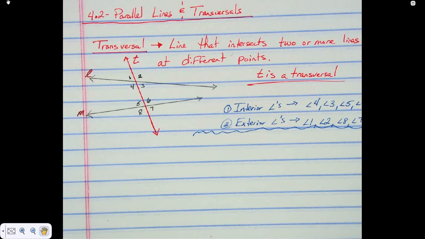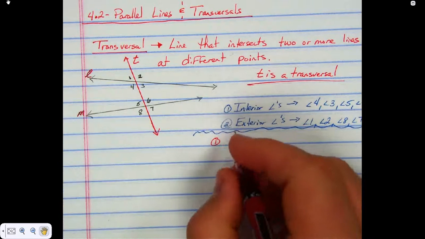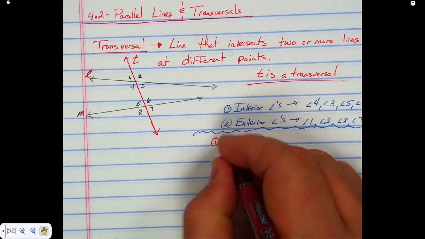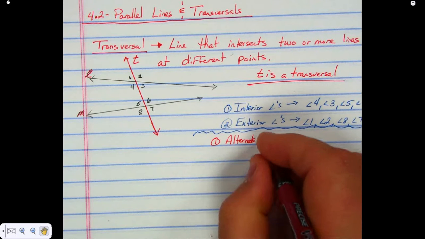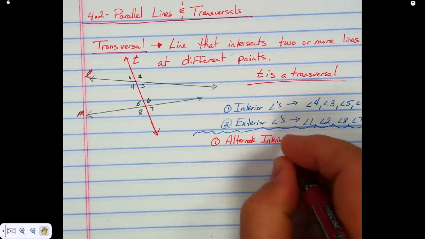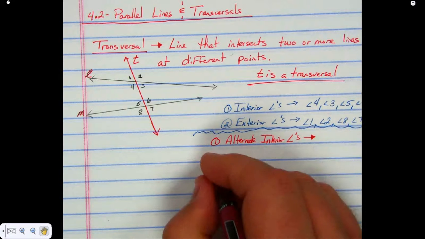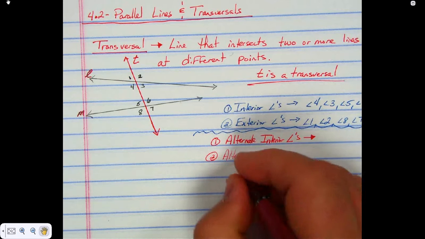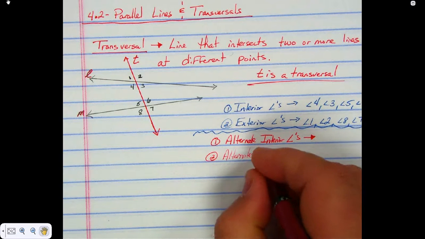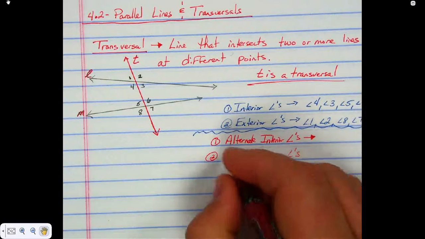The very important thing we're going to classify here, the important ones are these. One, I need you to understand what alternate interior angles are. The second type is going to be alternate exterior angles.